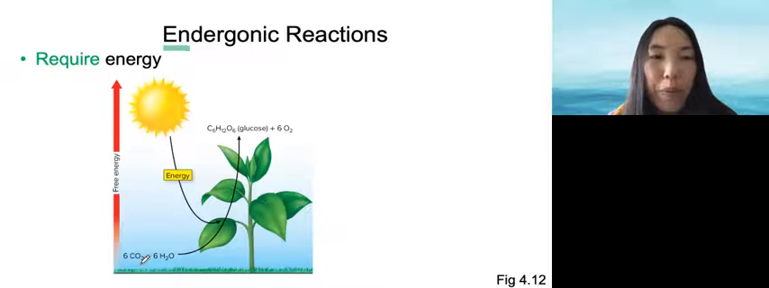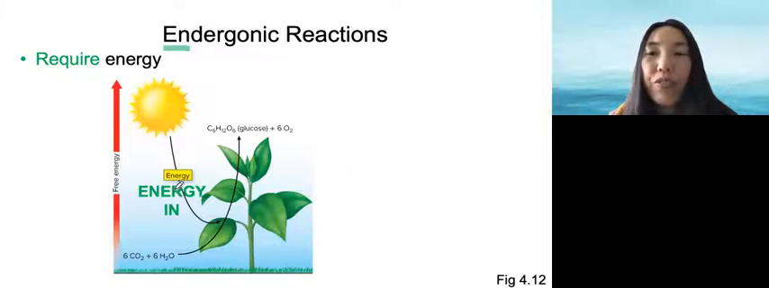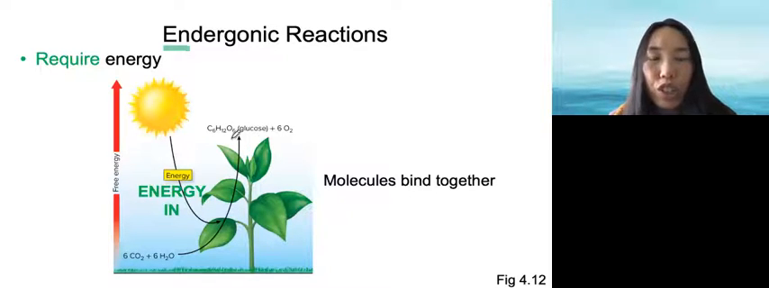You take carbon dioxide and water, and you need energy coming in from the sun to then bind molecules together to make glucose sugar, which is a larger molecule. Notice in endergonic reactions, you're using the energy you put in to take smaller molecules and bind them together to make a bigger molecule.